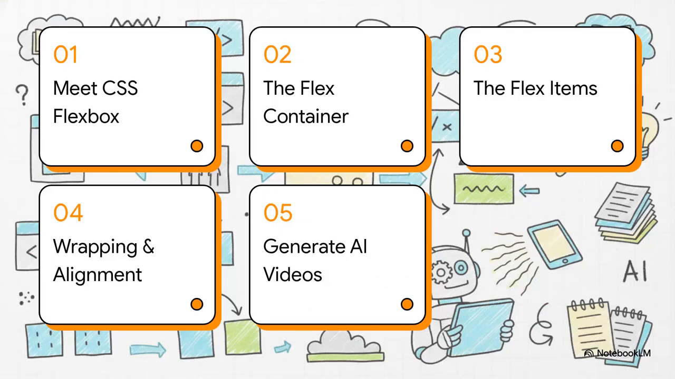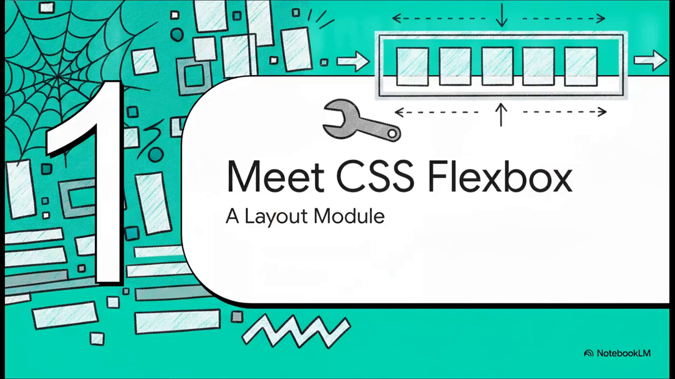Here is our roadmap for today. 1. Meet CSS Flexbox. 2. The Flex Container. 3. The Flex Items. 4. Wrapping and alignment. And 5. Generate AI study videos.